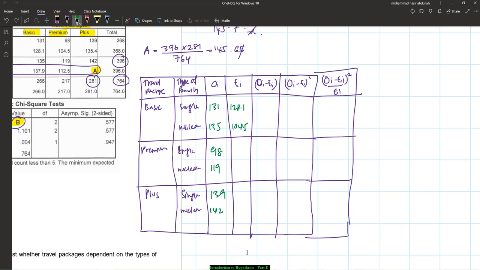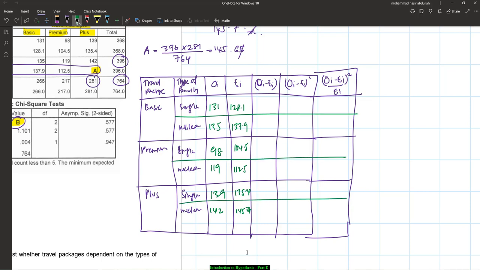104.5. Sorry, this is wrong. This is 137.9. This is 104.5, and this is 112.5. This is 135.4. This is 145.7, right? All right. So then we can calculate the difference between these two, right?